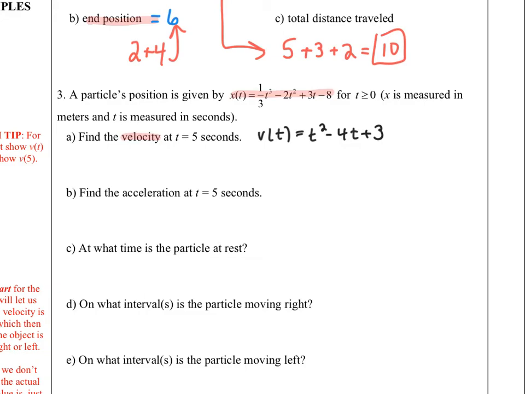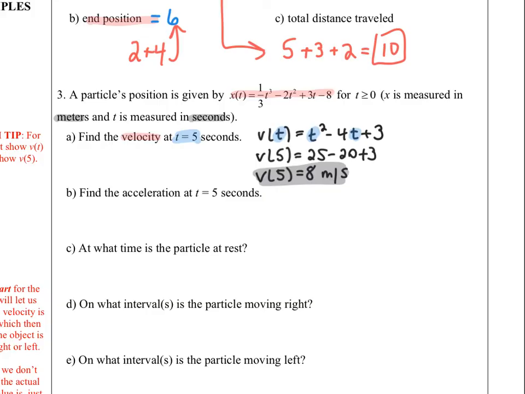And once I write down what my velocity equation is, I now evaluate it for a t value of 5. So now I'm going to plug in a 5 for all my t's. And I get my velocity at t equals 5 is 8 meters per second. So I went ahead and put a velocity unit on that because I know my distance is measured in meters and my time is in seconds.